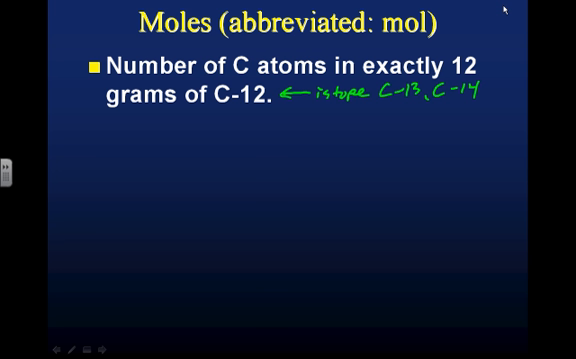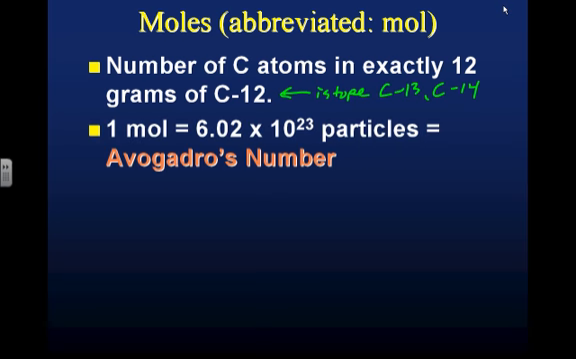So how many carbon atoms are exactly in 12 grams of carbon? That's like one little piece of charcoal that you would put in a charcoal grill. That's about 12 grams. 1 mole is this number. It's 6.02 times 10 to the 23rd particles. So particle could be whatever it is you're talking about. In this case, it would be atoms of carbon. Or it's called Avogadro's number.